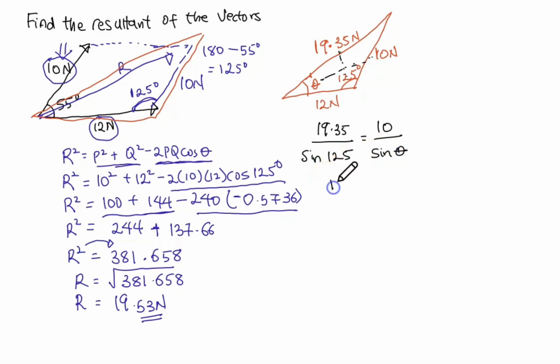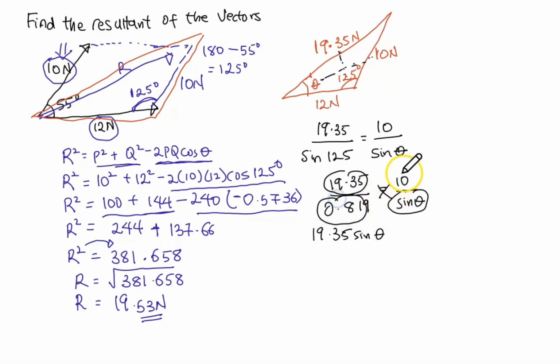So we have this to be 19.35. Now sine 125 will give us 0.819 is equal to 10 over sine theta. So from here, we simply cross multiply. So when we cross multiply, we are going to have 19.35 times sine theta, and that will give us 19.35 sine theta. And then we have 0.819 here times 10. So 0.819 times 10 will give us 8.19.